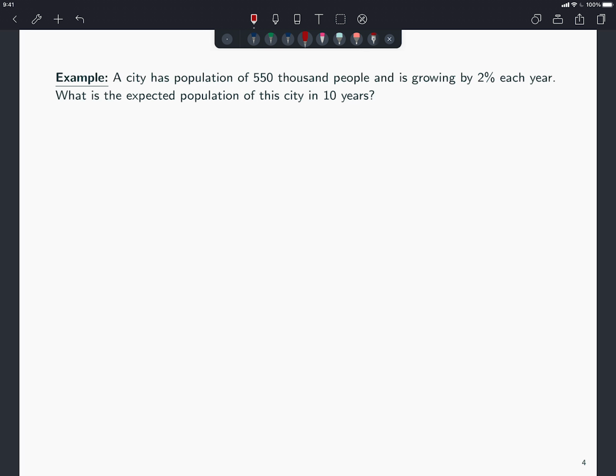Okay, now that we have worked out examples and we understand a little bit of exponential growth, we can use all we learned to solve some basic problems. So in this example, say a city has a population of 550,000 people and is growing by 2% each year. What is the population of the city in 10 years?